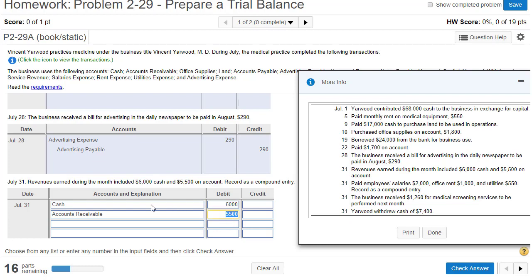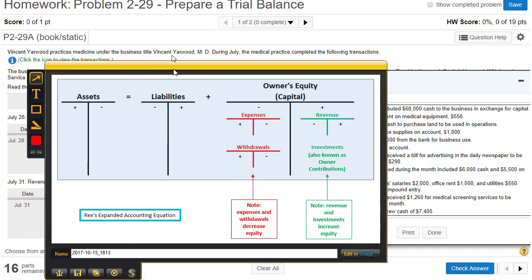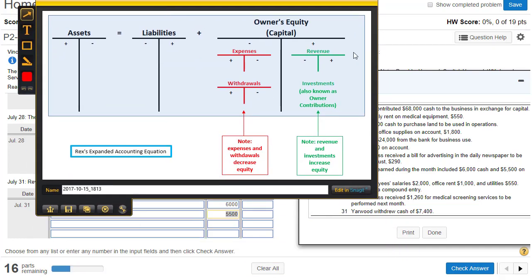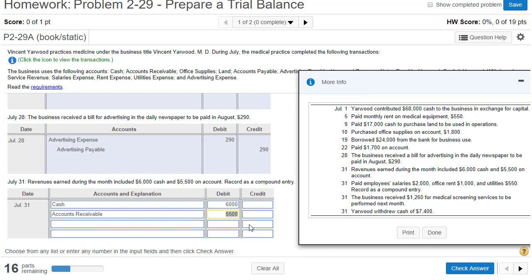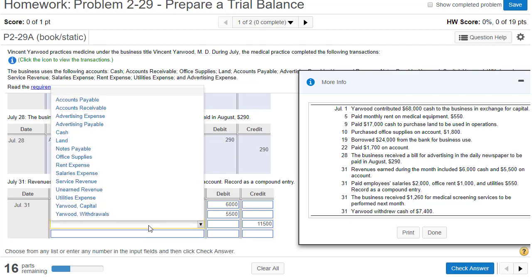So why did our customers give us $6,000 in cash and then promise to pay us $5,500? Because we sold something. And so which account do we use when we sell something? It's a revenue. So do we have more revenue or less revenue? We've got more. So the revenue account is our credit account. So we add those two together, 11,500. Let's see what kind of a revenue we got in our chart of accounts. We've got service revenue. We can't use unearned revenue because we have earned this revenue.